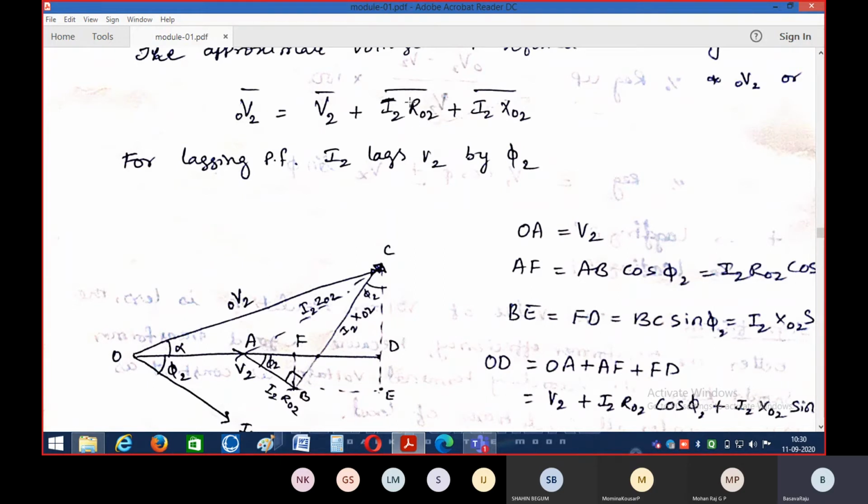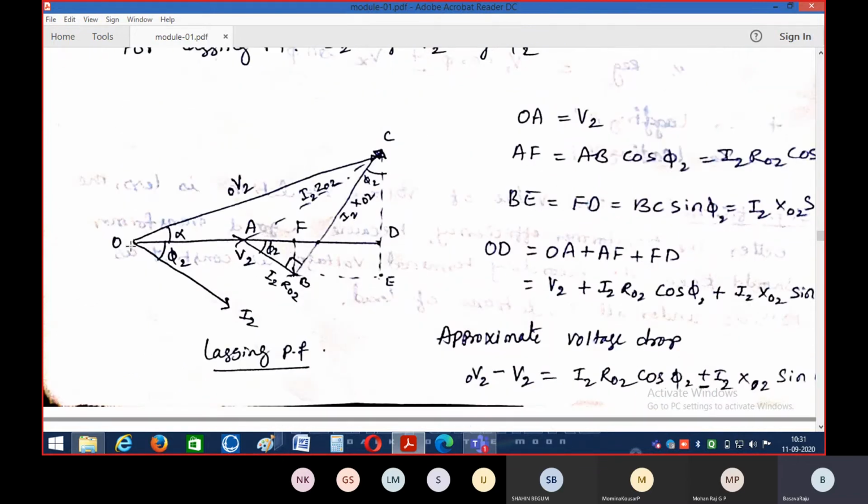It is nothing but the voltage only, right? So this voltage drop due to the resistance, if I add to the V2, then the resultant vector is nothing but V2 plus I2 R02 we will get. But how to represent this I2 R02 drop? Since this is the voltage drop due to the resistance, always in the resistance the voltage drop is in phase with the current I2 only.